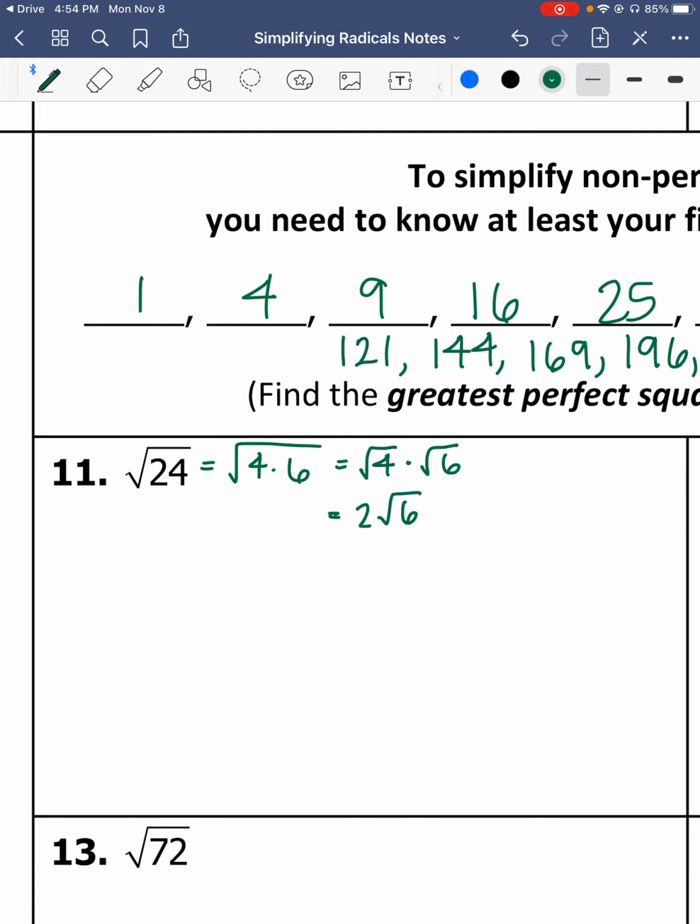Let's just double check ourselves here. What are the factors of 6? Well, we have 1 and 6. We have 2 and 3. None of those are perfect squares. So we cannot simplify this any further. So we leave it just as it is here. And so our simplified answer is 2 root 6.